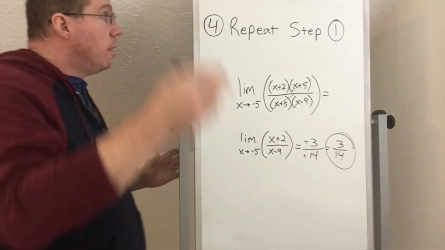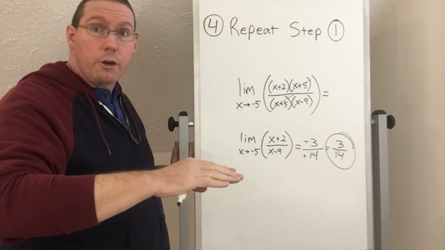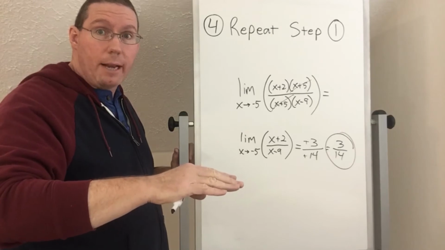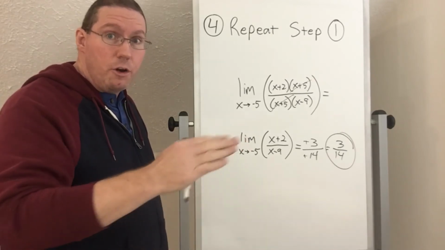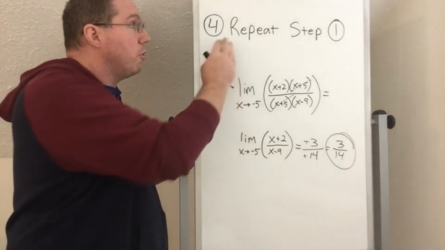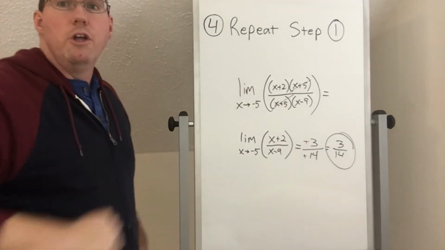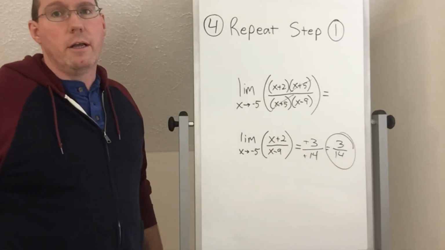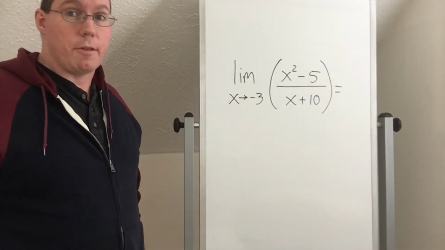And so, step 1, plug in. If you get 0 over 0, in step 2, you're going to factor the numerator and denominator. In step 3, you're going to cancel x minus k in the numerator and denominator. And then in step 4, you're going to go back to step 1, plug your number in, and see if you get an answer. And if you do, you are done with that limit, and you can move on to the next question, okay? All right, let's do a few examples now.